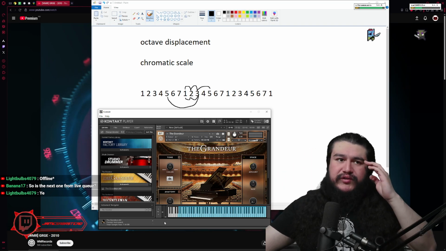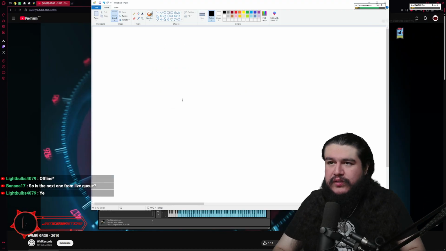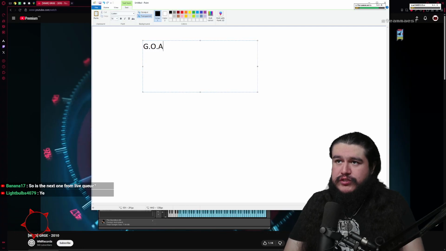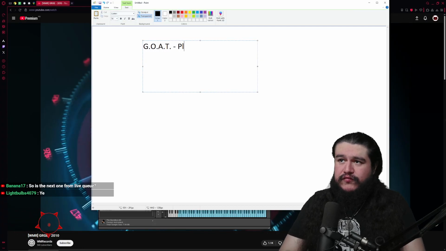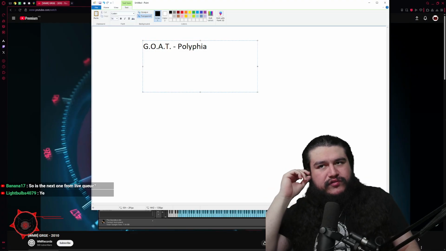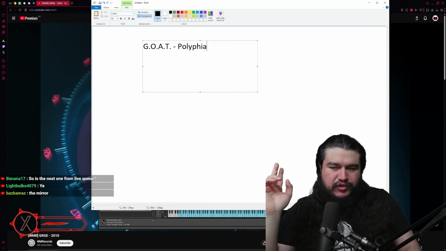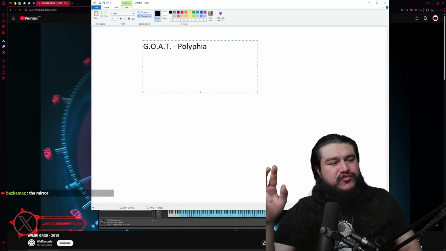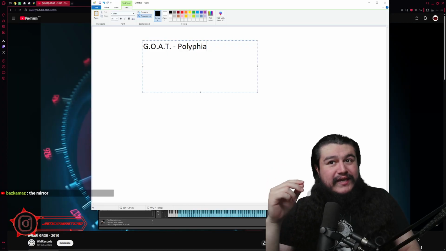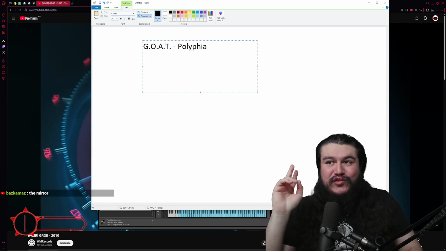So yes, if you want to hear a really good piece that is emblematic of octave displacement, listen to the track Goat by Polyphia. Goat by Polyphia is a very clear example of octave displacement with a couple of extra adornments, right? Here you can hear the track starts with the original melody, and then when the guitars jump in, it is the version of the same melody with octave displacement. It's a really fun track.